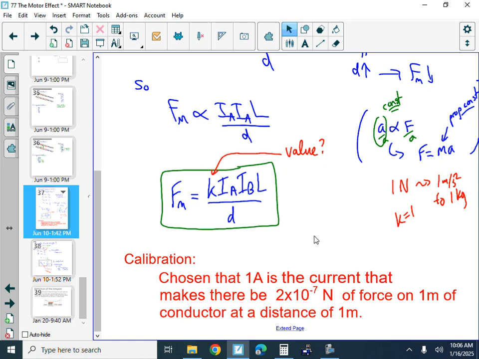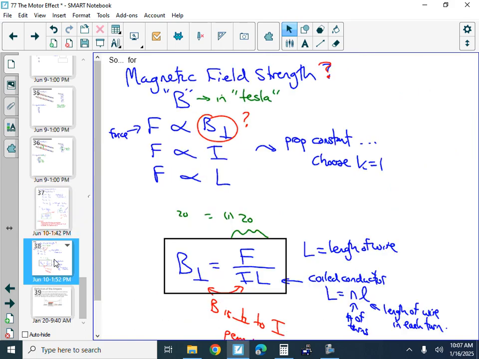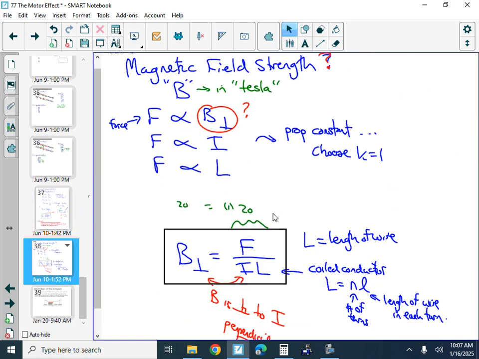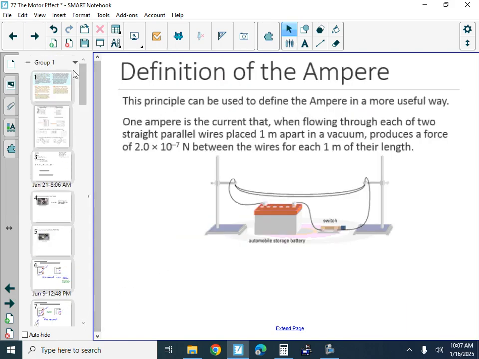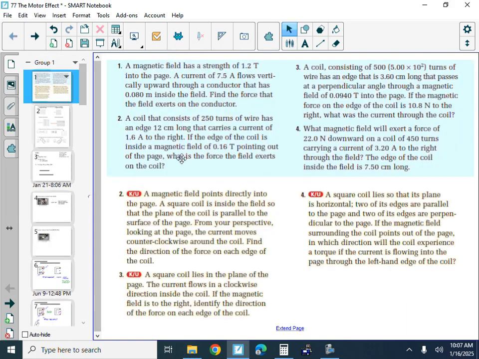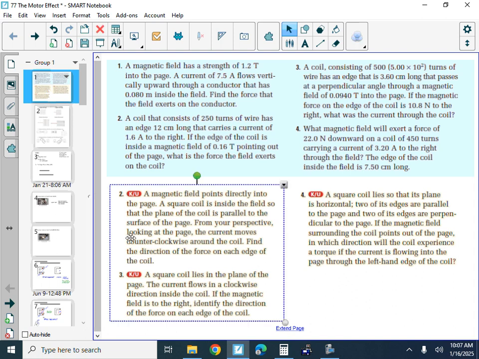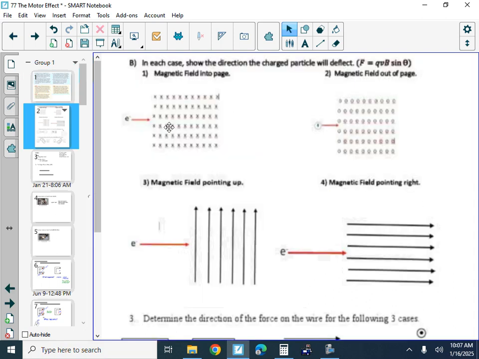They chose to calibrate this so you have 1 amp of current flowing, you'd have this amount of force. They measured how much force with 1 meter of wire, 1 meter apart, and they calibrated things based on that. And yeah, so you have a formula for magnetic field strength. Again, you can just use these formulas, but it's not a main focus for grade 11. The main idea is the concepts of which direction the forces are.